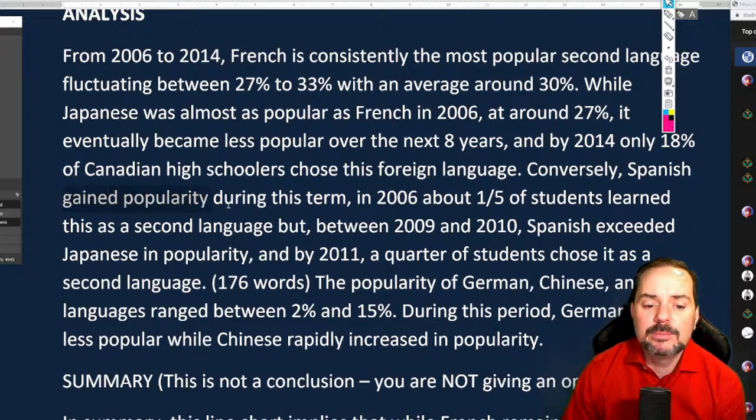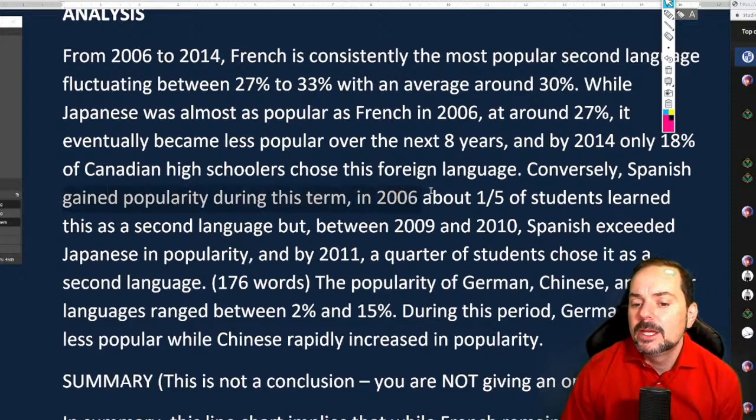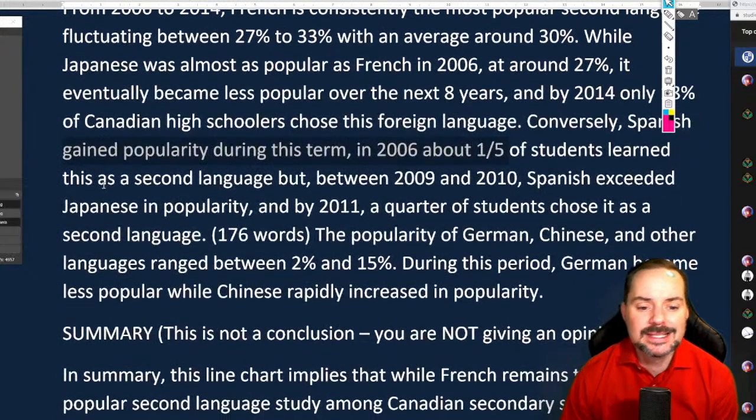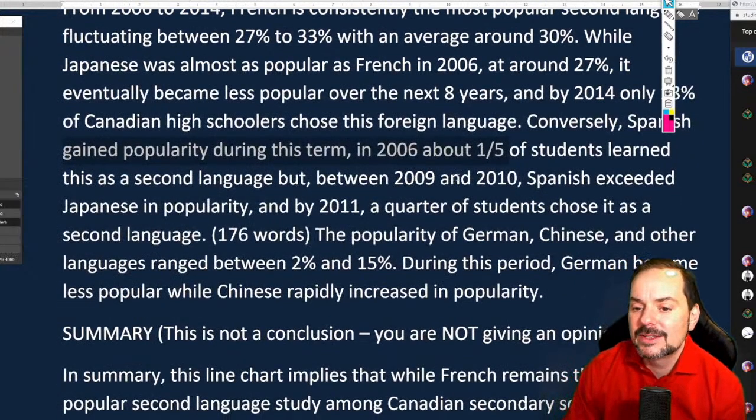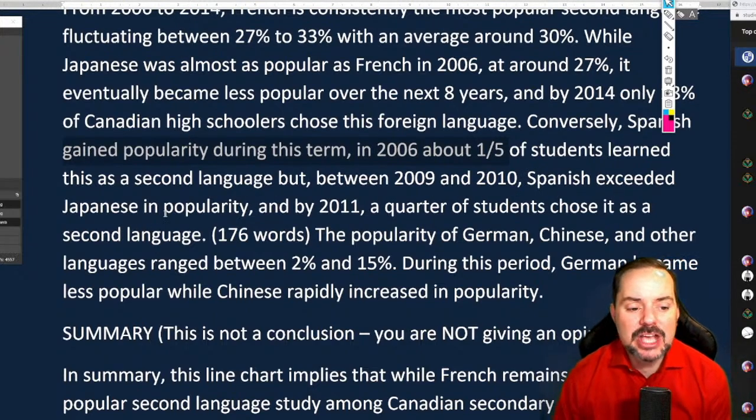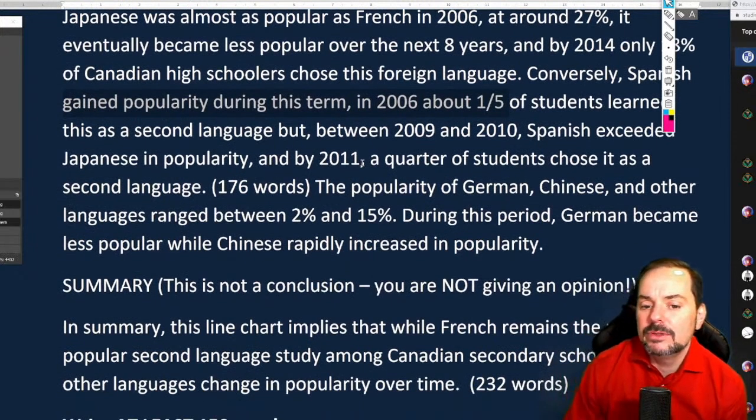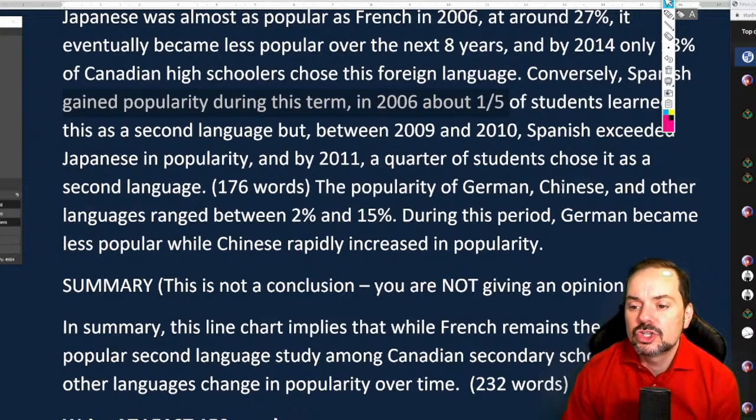Conversely, Spanish gained popularity during this term. In 2006, about a fifth of students learned this as a second language, but between 2009 and 2010, Spanish exceeded Japanese in popularity, and by 2011, a quarter of students chose it as a second language.